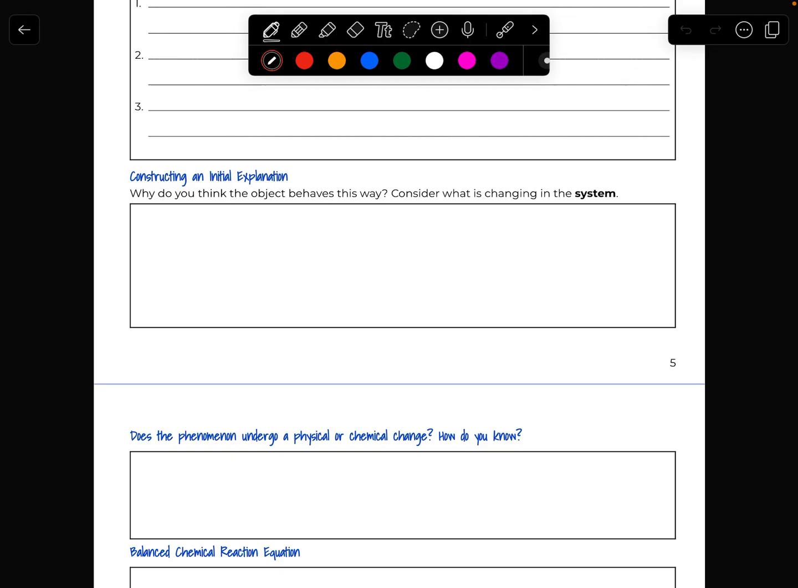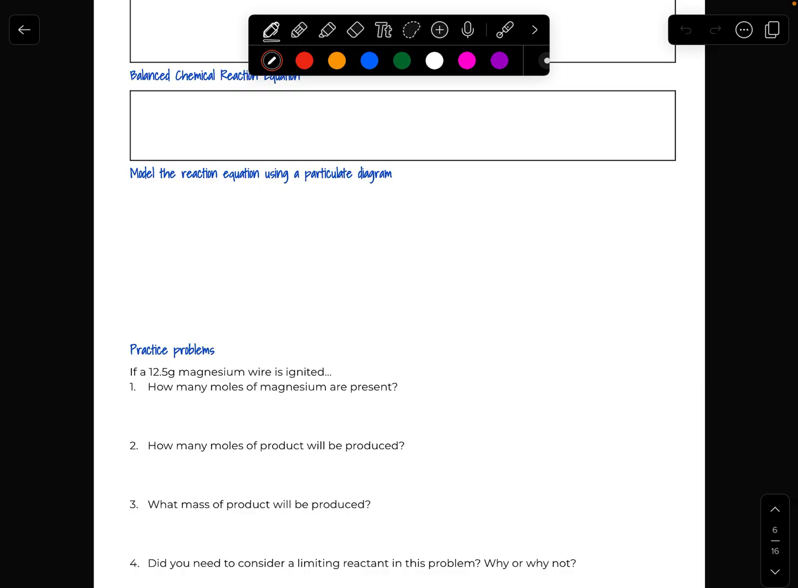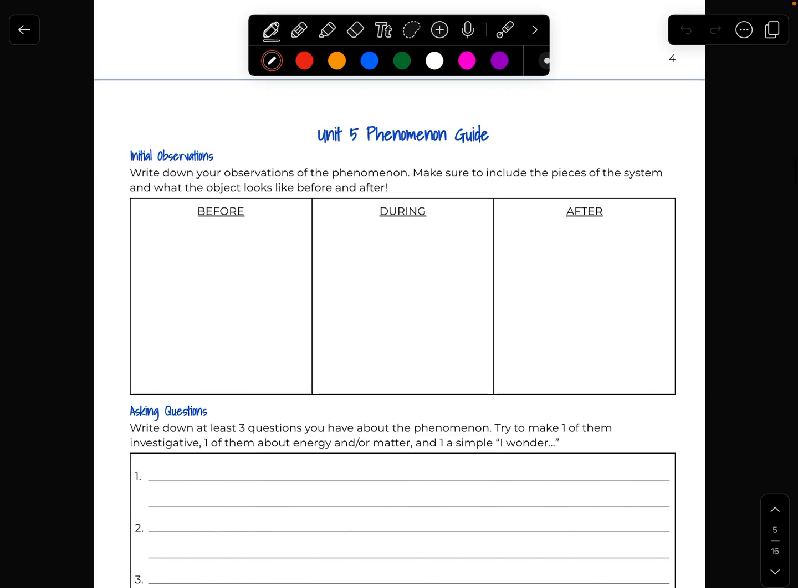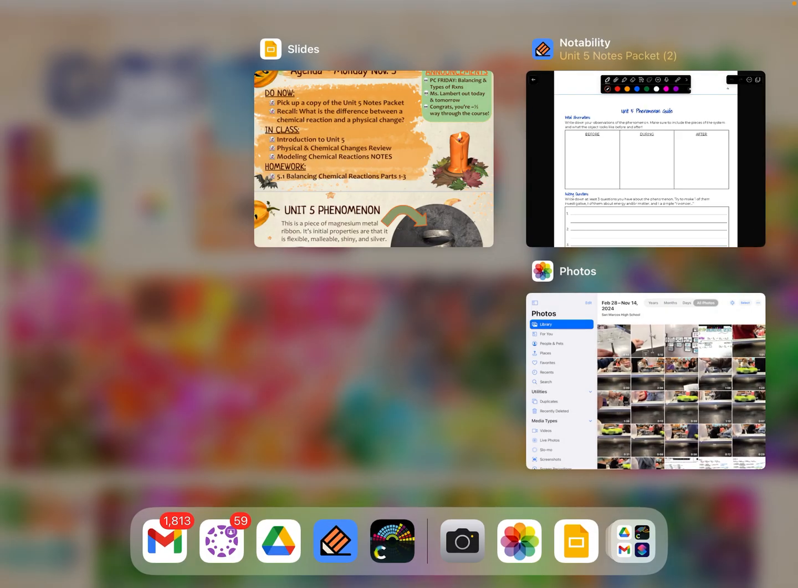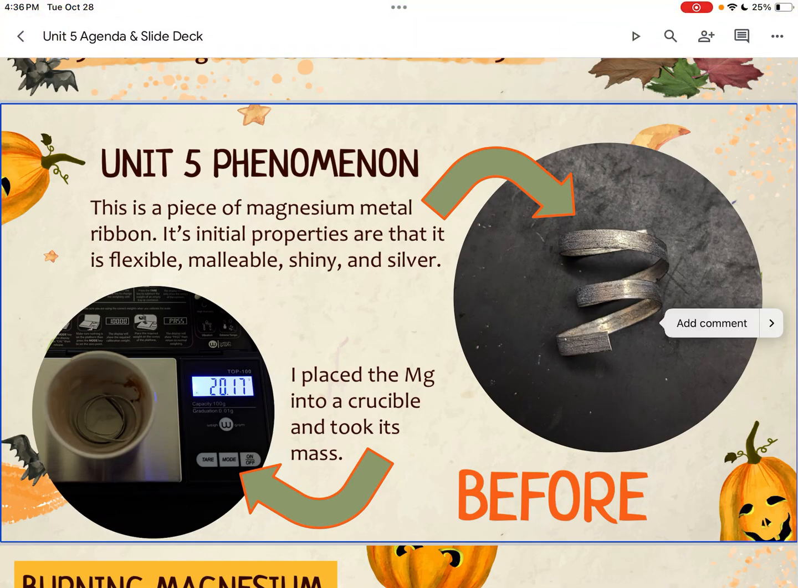Then we're going to stop on the phenomenon guide at this point, and you're going to fill out the rest of this page later as we've learned more about this phenomenon throughout the unit. So first thing we're going to do is record some initial observations about what's going on. So let me talk you through your initial phenomenon.